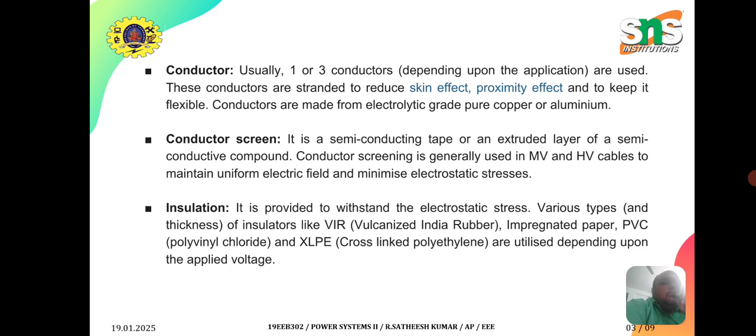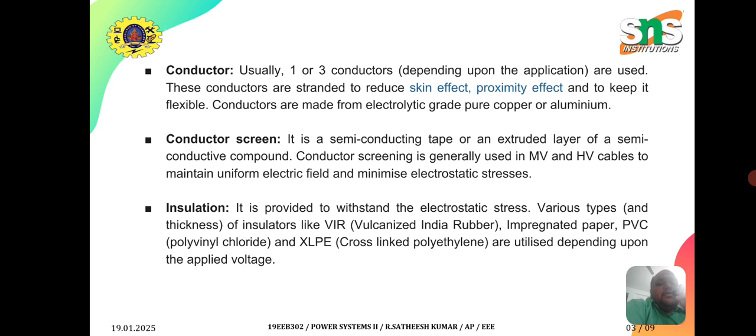Conductors are strong and made from electrolytic grade pure copper or aluminum. Conductor screen: it is a semiconductor type or an extruded layer of a semiconductor compound. Conductor screening is generally used in MV and HV cables to maintain a uniform field and minimize the electrostatic stress.